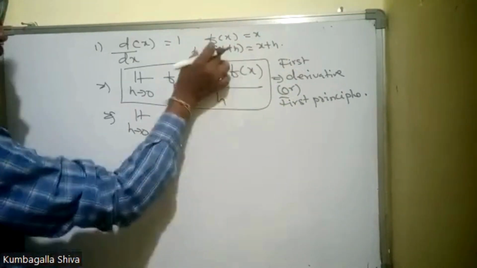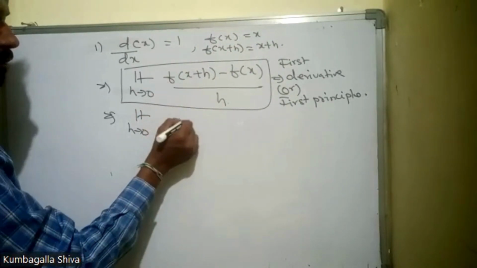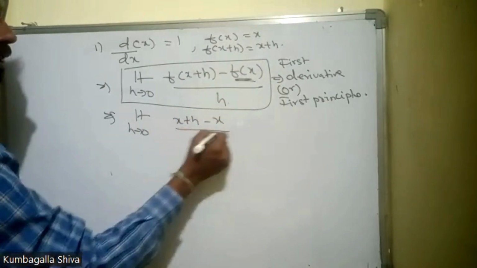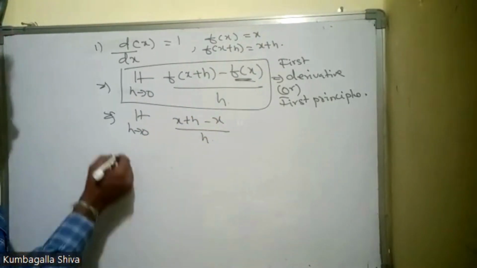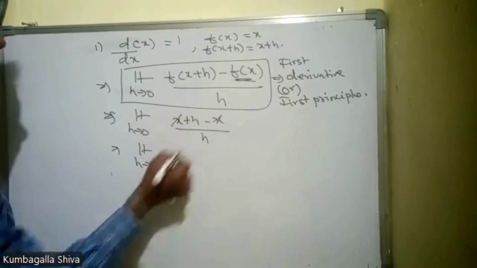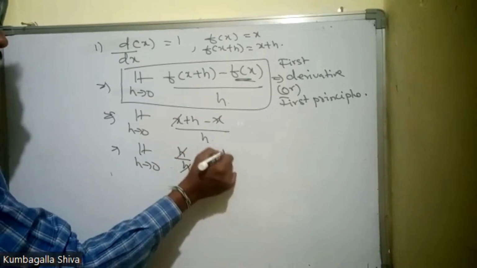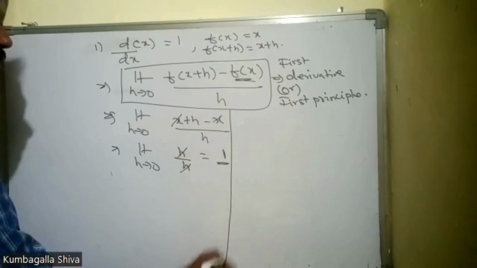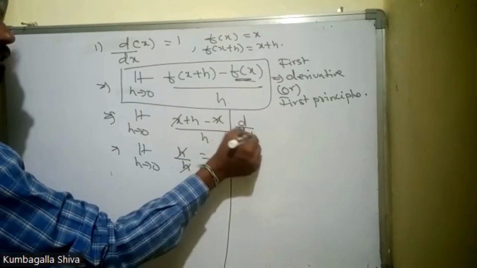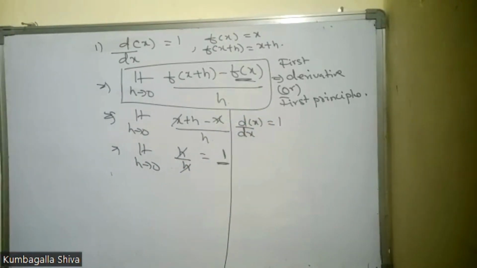So if you substitute this in this equation, f of x plus h is x plus h, and f of x is x. So here we get limit h tends to 0, x gets cancelled, you are getting h by h. H by h cancels, what are you getting? 1. So using the first principle, the formula of d by dx of x is 1. Are we clear?